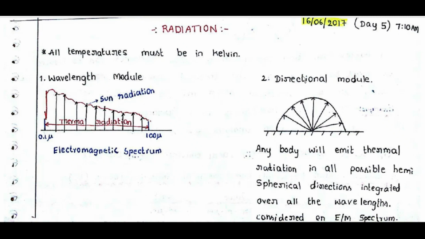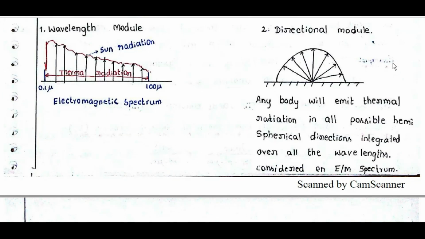Radiation. All temperature must be in Kelvin. Wavelength module: sun radiation spans 0.1 micrometer to 100 micrometer. Thermal radiation, sun radiation, electromagnetic spectrum. Directional module.